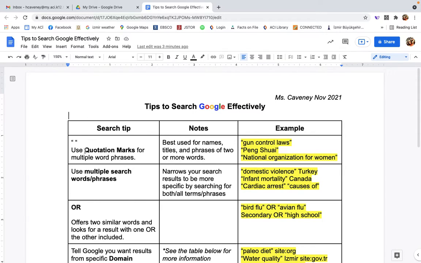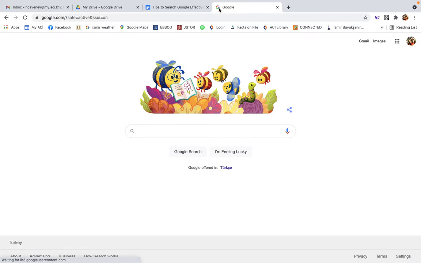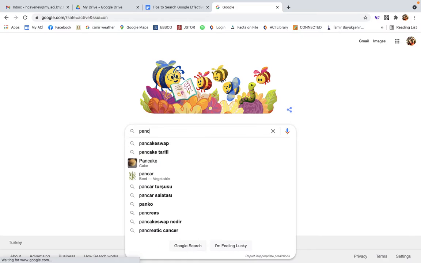So the first thing I want to talk about and model for you is using quotation marks for multiple word phrases, best used for names, titles, and phrases of 2 or more words. In this last column are some examples. But let's go out and do some live ones right now just so you can see the power of this tip. Let's just start with something basic.